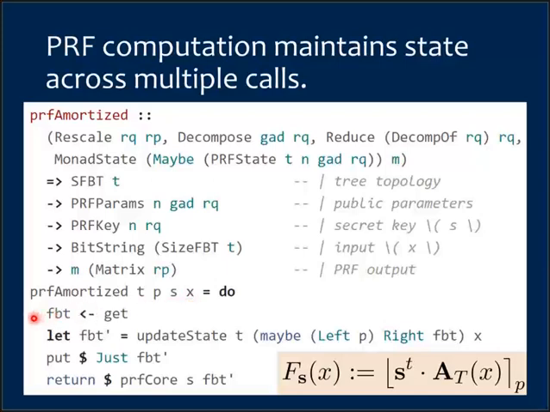On this first line, we get the state that existed previously. On the second line, we update that state using the previous state. If the previous state doesn't exist, then this maybe function will essentially let us start from scratch. After we get the updated state, we call put on the new state in order to save the new state, and then we return the output of the PRF computation, which is expressed pretty simply here mathematically. We take S as the secret key and then multiply it by the matrix representation of the state, and then do some rounding from the integers mod q to the integers mod p.